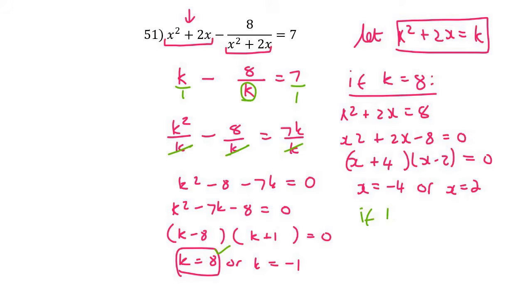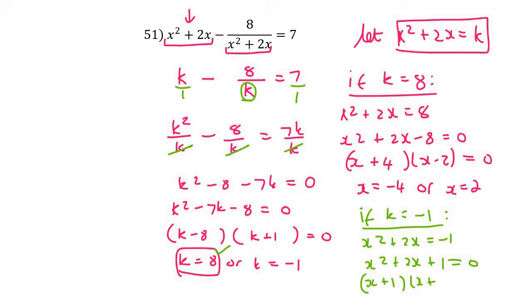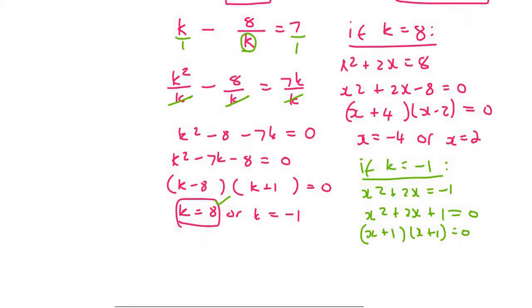So if k equals minus 1, then we can say x squared plus 2x equals minus 1, and that's going to be x squared plus 2x plus 1. And this can factorize as x plus 1 and another x plus 1. And so if you had to solve this, you would simply find that x equals negative 1. And so there we got 3 different answers.